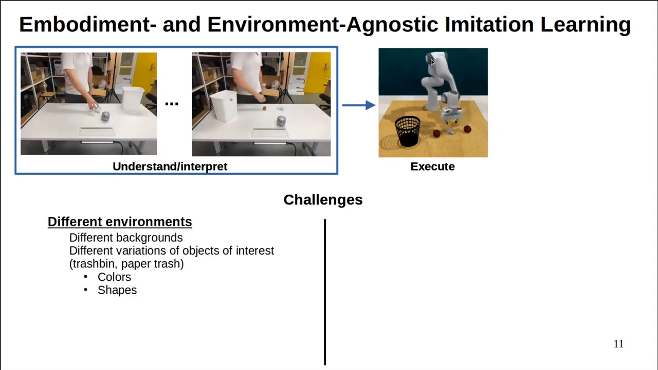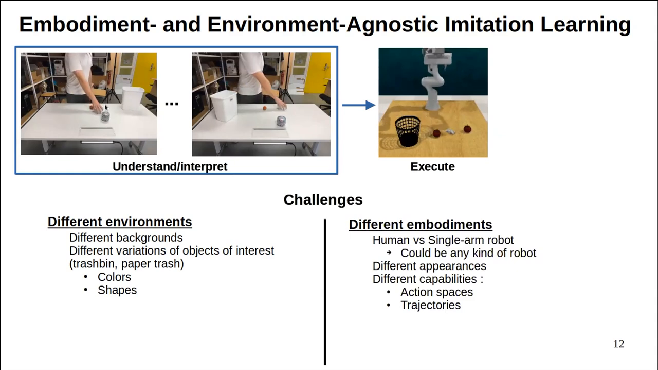Here we have two challenges. First of all, you can see that on the left and on the right, you have different background environments, different objects in the background, different variations of the objects of interest, such as the trash bin or the paper trash. At the same time, you also have different embodiments on the left and on the right. On the left, you have a human that is executing the task, and on the right, you have a robot that is reproducing the task.